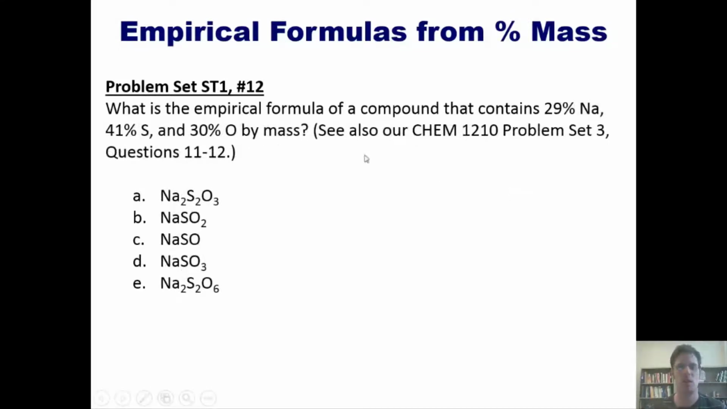Next, what is the empirical formula of a compound that contains this percent of sodium, this percent of sulfur, and this percent of oxygen by mass?